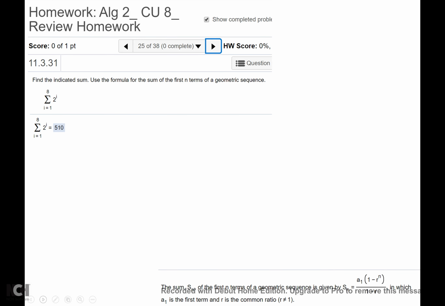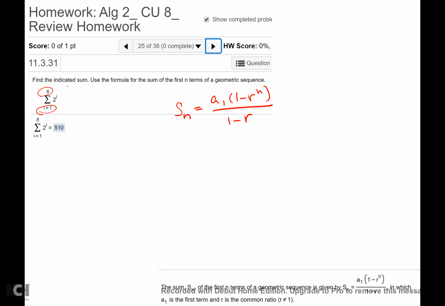You find the indicated sum. Use the formula for the sum of the first n terms. This is the same stuff. They just are writing it in summation notation. Everything else is the same. This says that they want you to go from the first term to the 8th term and find the sum of 2 to the i.